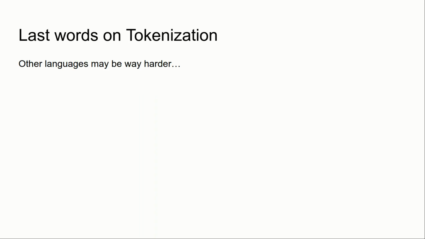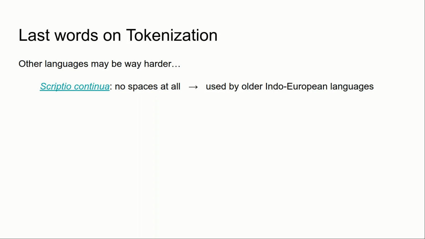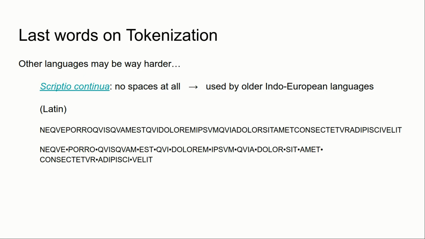The example that I would like to give you here is that of what is called scriptio continua, which was a characteristic of many older Indo-European languages. So it happened with Latin for sure, and I'm not sure, but I think that it happened with Greek too. So here is an example from Latin, from Wikipedia. This entire thing here is one sentence, but there are no spaces in it.